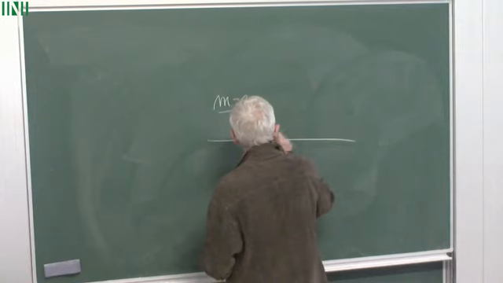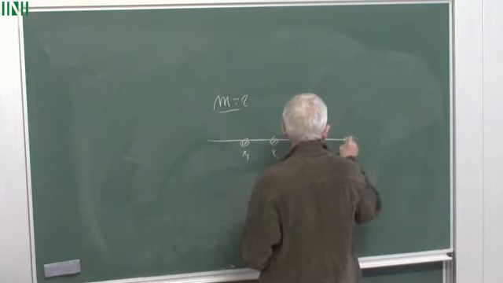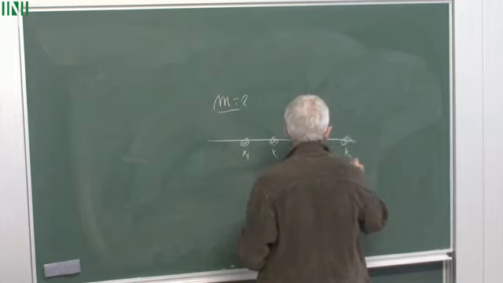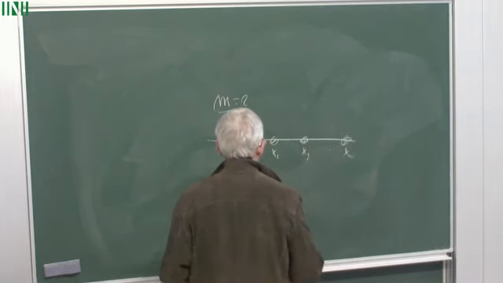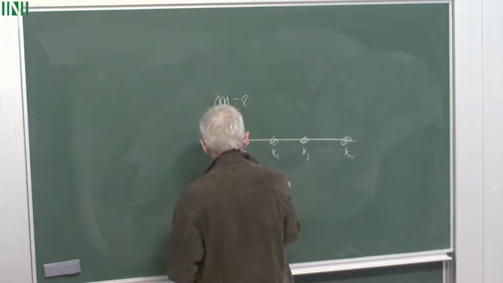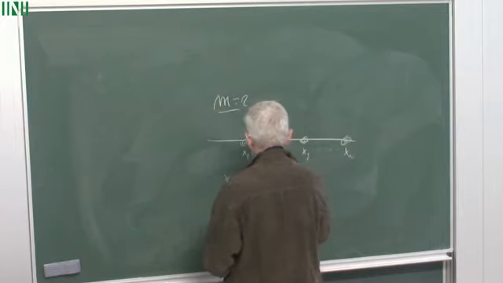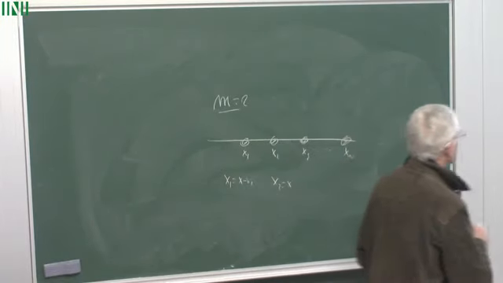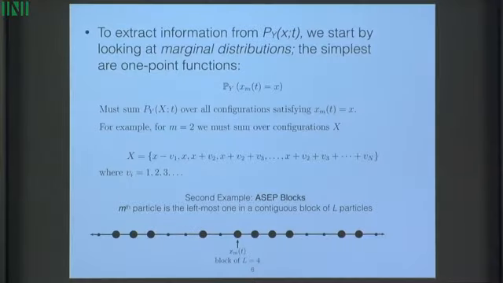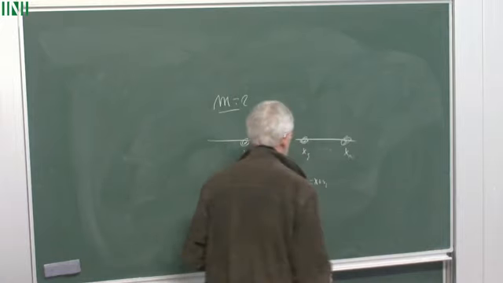Here's x1, here's x2, here's x3, and so on. Here's xn. Now we want x2 to equal x. x1 I'm going to write as x minus v1. Did I call it v1 or v? Yeah, okay, x1 minus v1. And I'll call x3 x plus v2, and so on.